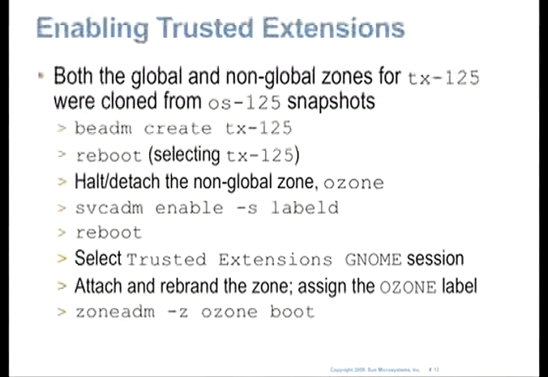I had to halt the ozone because there are some restrictions in Trusted Extensions. It doesn't really want to run. It wants to prevent you from accidentally running zones from a non-labeled environment in a labeled environment. So I had to fool the system into thinking that it didn't have any zones, so I just detached it.